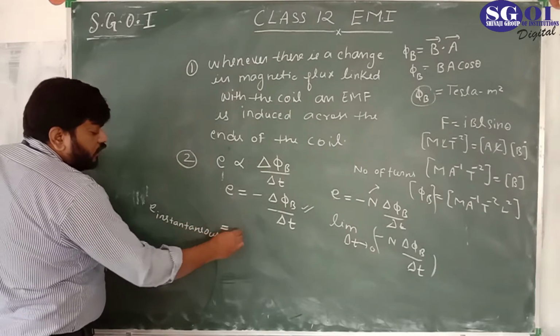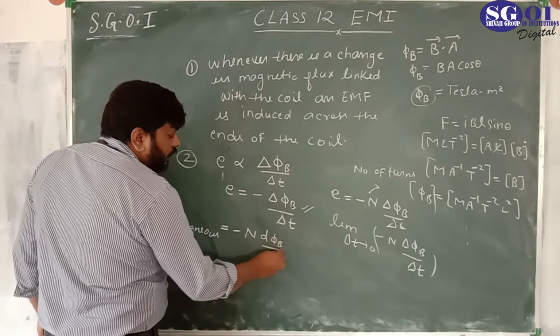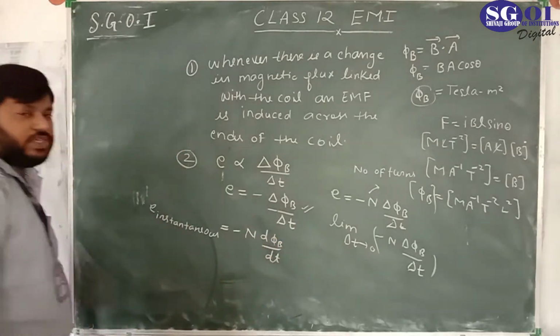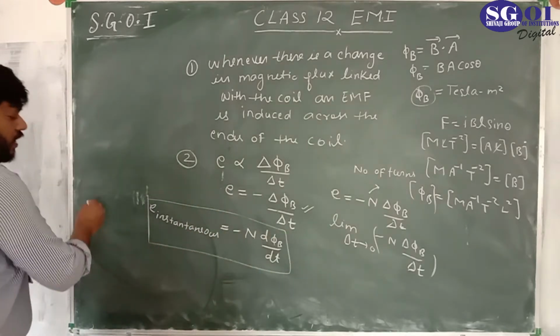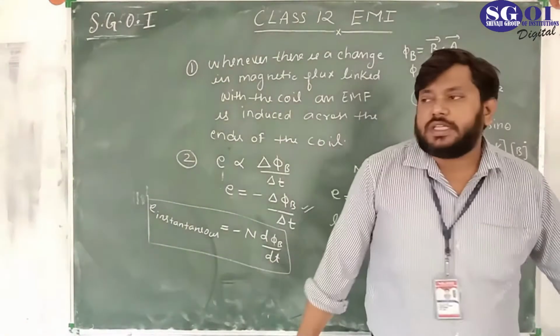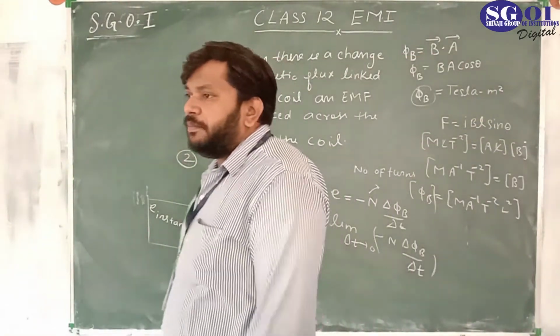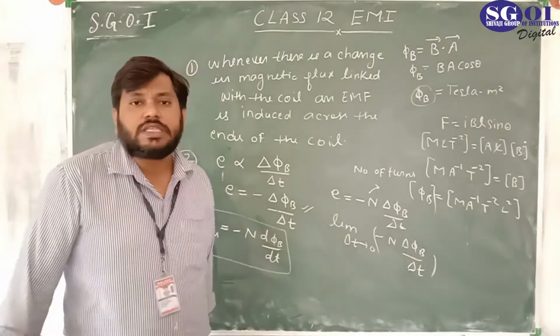and it is equal to minus n d phi B by dt. It would be converted into differentiation, and we can say this is the instantaneous EMF induced in the coil, equal to minus n d phi by dt. This is instantaneous, and the previous one was average. This was the average, and this is instantaneous.